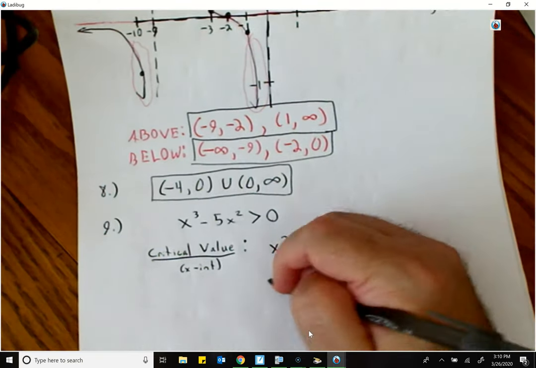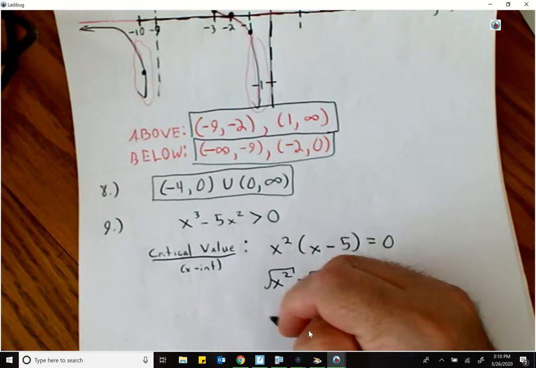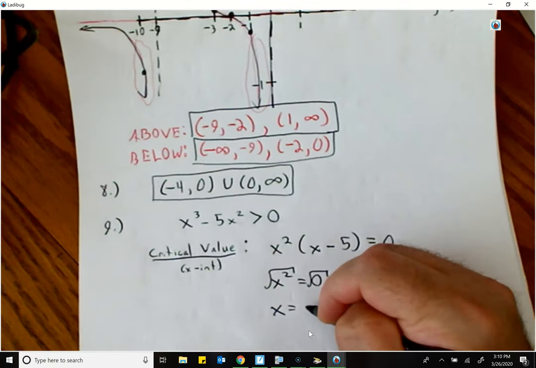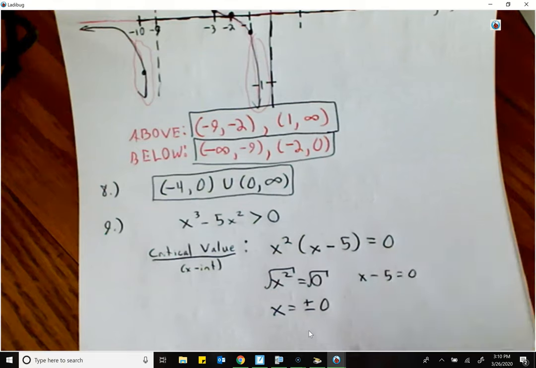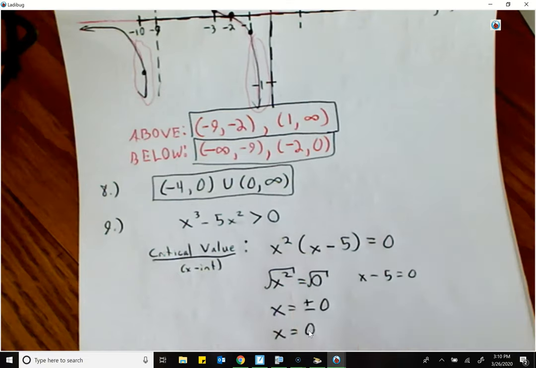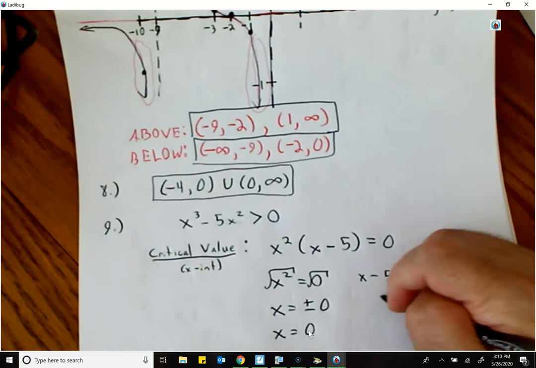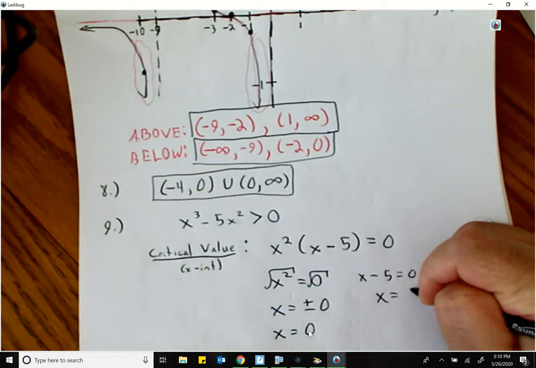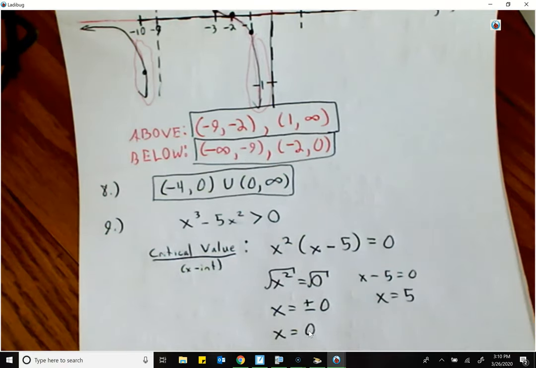So how do you get rid of something squared? You would square root it. And x is equal to, normally we would say x equals plus or minus 0. But because 0 is neither positive nor negative, you can just call it x equals 0. Over here, x is equal to 5. Now we know the x-intercepts, and that's the important part.